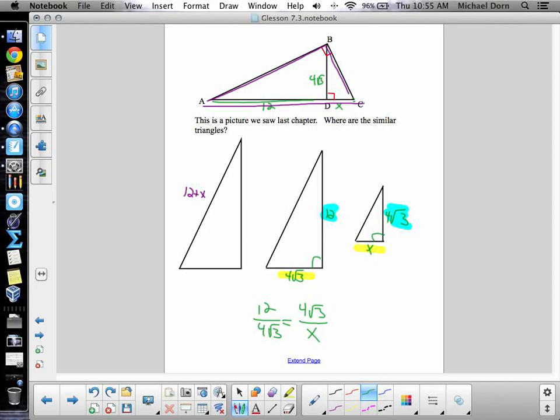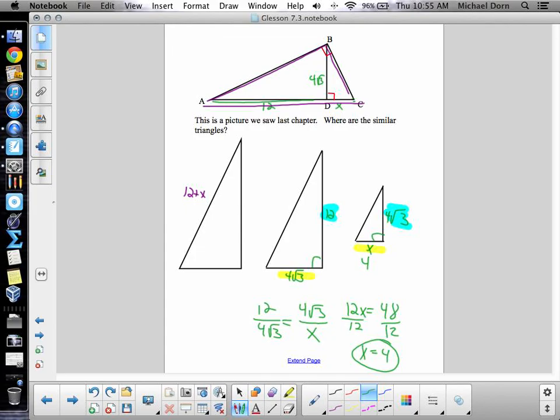And one of the ways I could tell I had set up my proportion correctly was if I had one diagonal with the same value, whether it was a numerical value or maybe x on the same diagonal, but on one diagonal I had the same thing twice. So now I cross multiply. 12x equals 4 root 3 times 4 root 3, which would be 16 times 3, or 48. We divide by 12, and I get x equals 4. It's that simple. And we're able to solve for that unknown side.